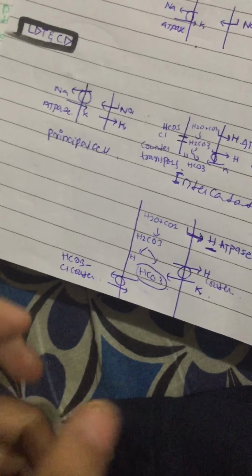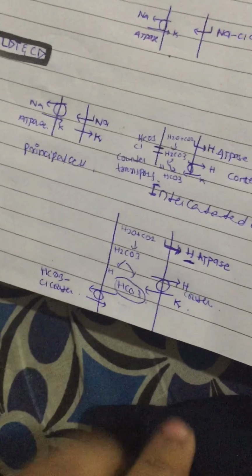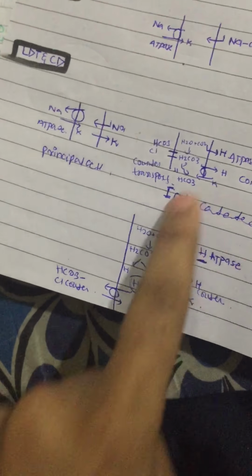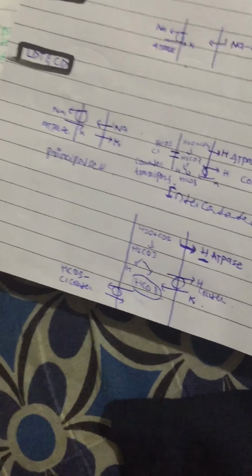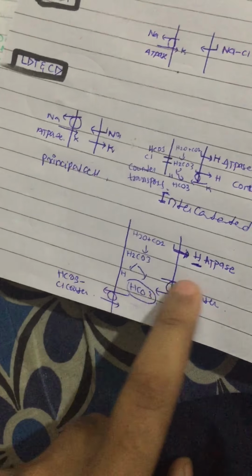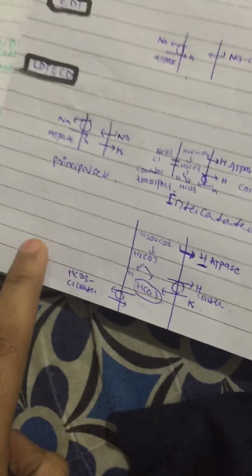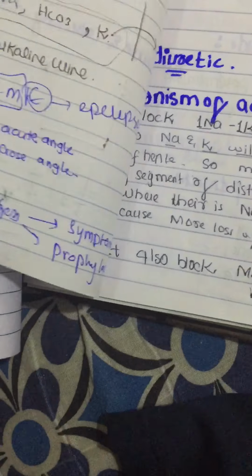And if you want to know about the intercalated cell B, just reverse this diagram. So this part will come over here and this part will come over here. So the bicarbonate is going to be secreted while the hydrogen is going to be conserved. That's it. Now we're left with only one part.